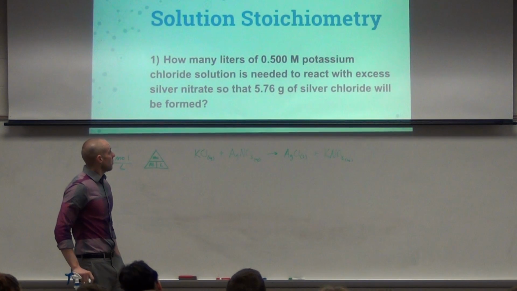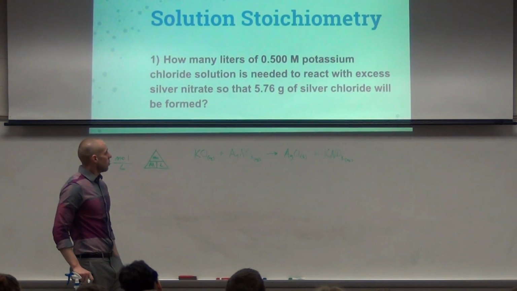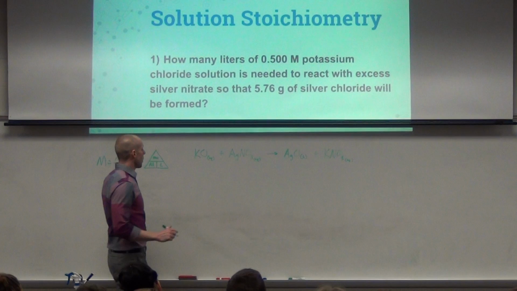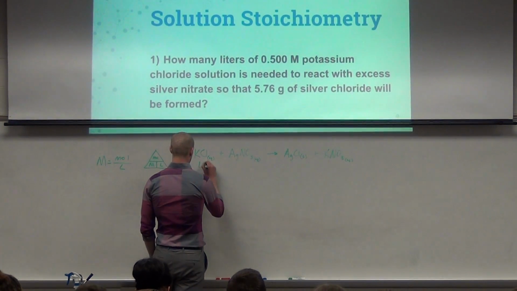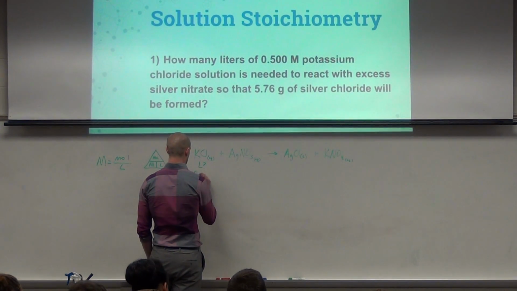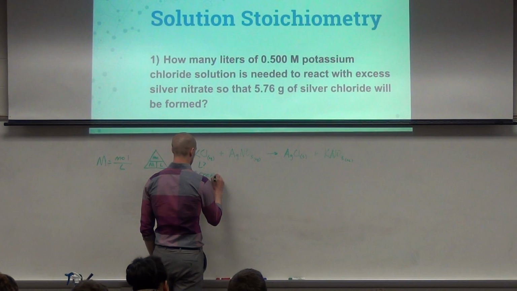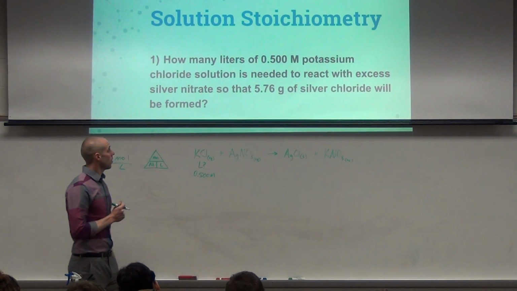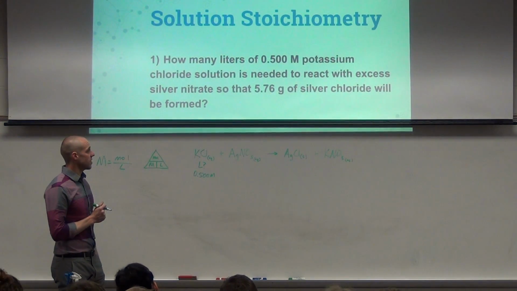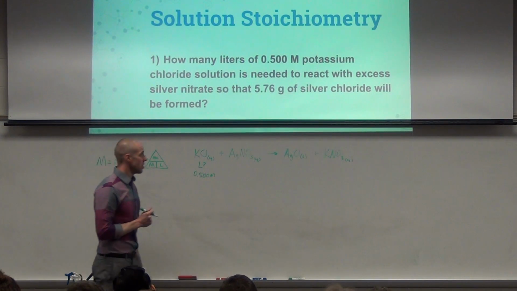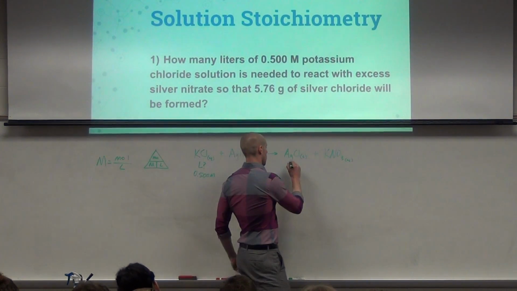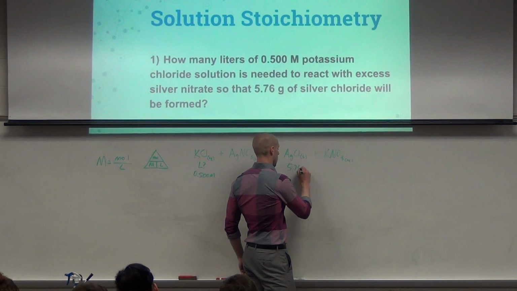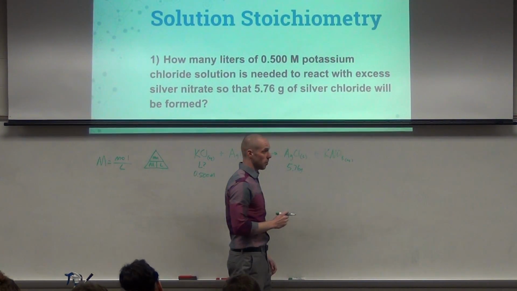Alright, so then the problem says, how many liters of 0.500 molar potassium chloride? So I want to know how many liters, question mark, and it's 0.500 molar. It's needed to react with excess silver nitrate so that 5.76 grams of silver chloride is formed.